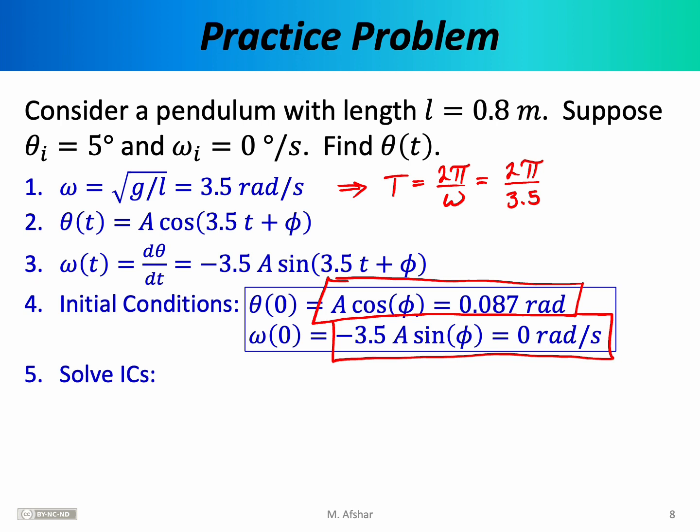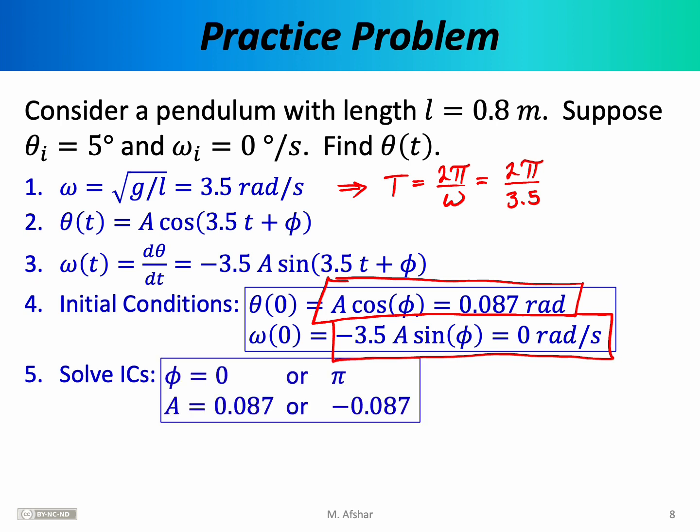Solving these initial condition equations, we find that phi must equal 0. And if phi is equal to 0, then a must equal 0.087. In other words, what I did was I looked at these two equations, and maybe it's easier to start with this second equation here. I asked myself, what does phi need to be in order to ensure that the left side is equal to 0?